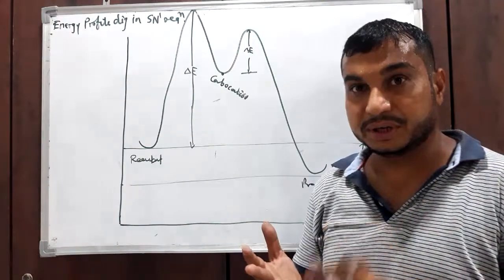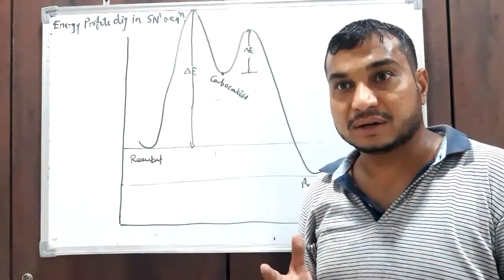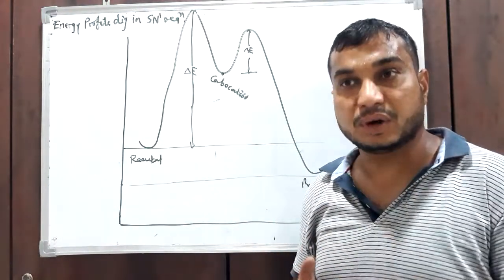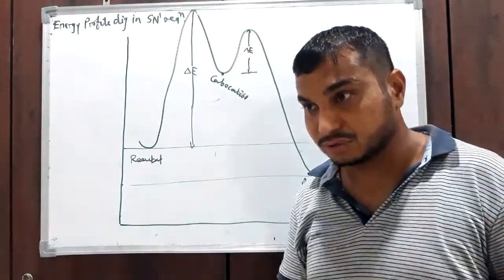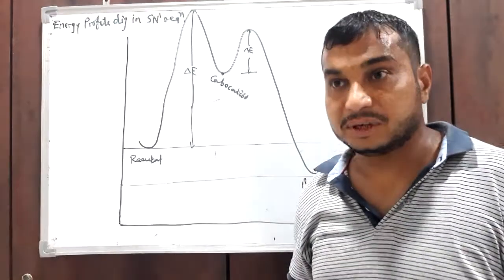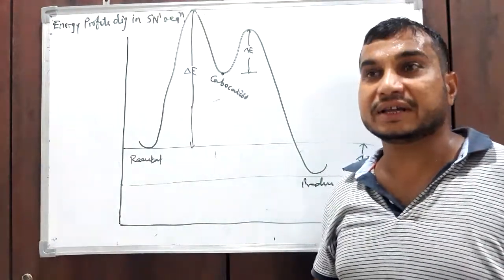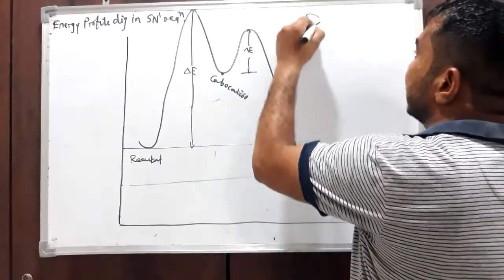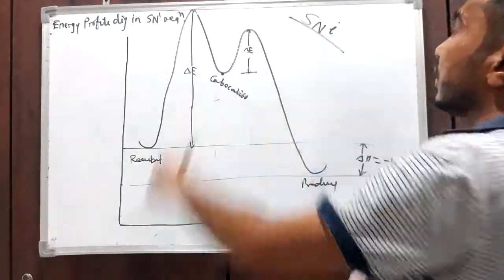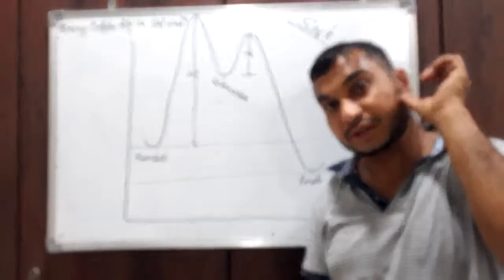So students, we have finished two parts, SN2 and SN1 in detail. In the next class we will try to understand a different mechanism, that is the SNi mechanism, internal nucleophilic substitution reaction.